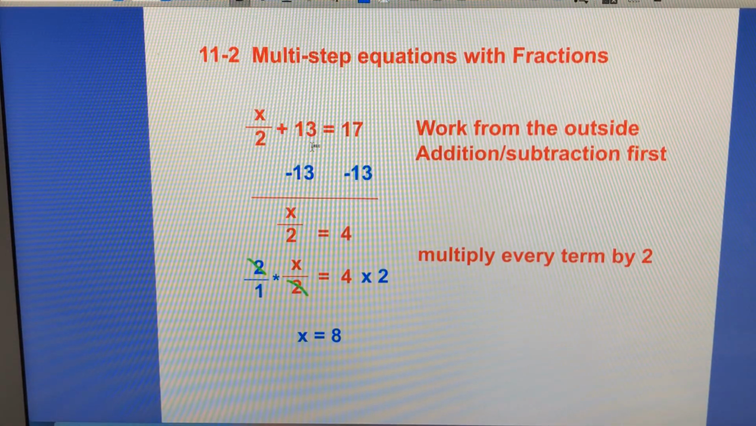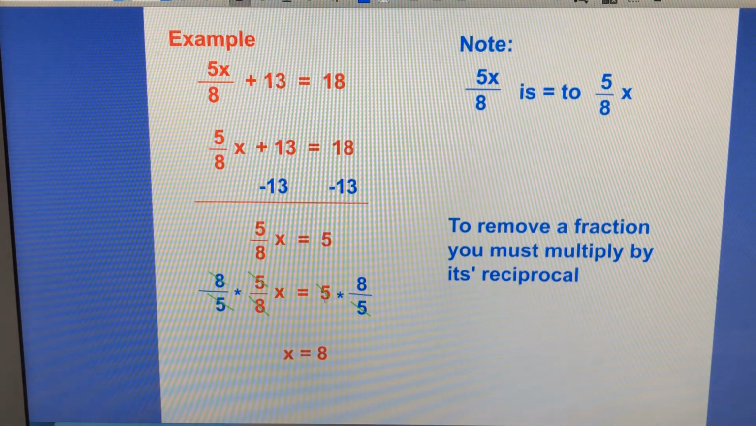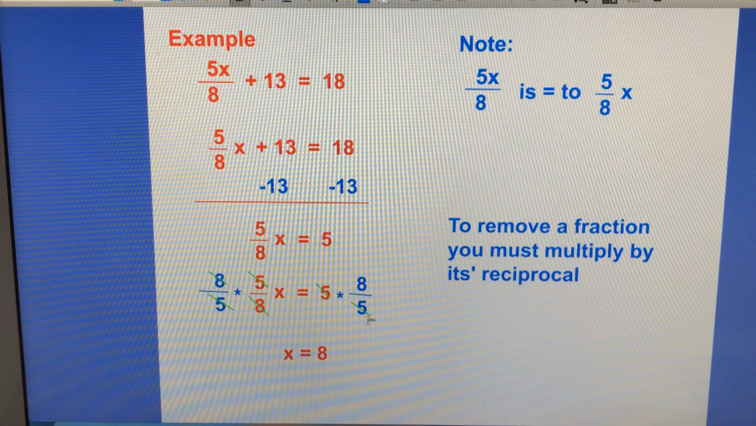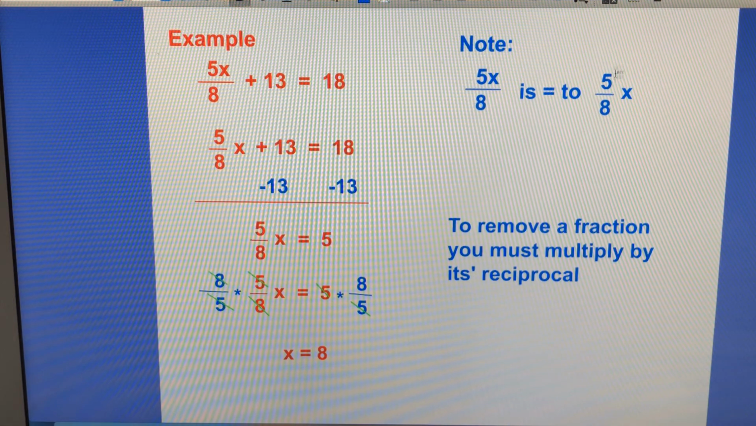X over 2 plus 13 equals 17. Get rid of the 13. I'm left with x over 2 equals 4. That's okay. Multiply both sides by 2, and x equals 8. Same thing. Get rid of the 13 first. I'm left with 5/8 x. I know that I can multiply by the reciprocal, cross cancel, and here I've multiplied by the reciprocal, cross canceled. In this case, it just happened to be 5. X equals 8. Be aware that 5x over 8 is the same as 5/8 times x.